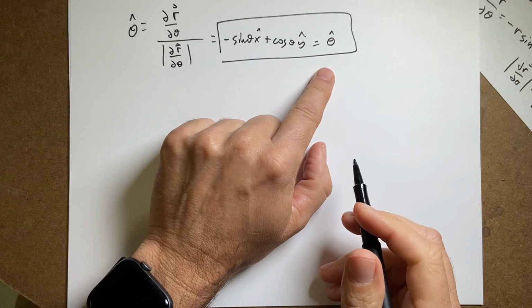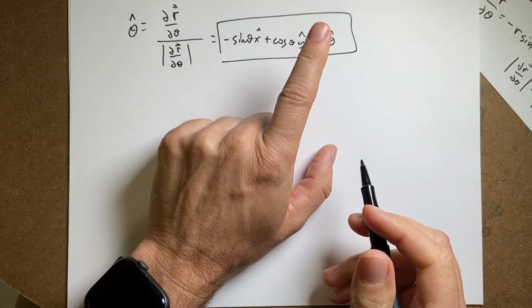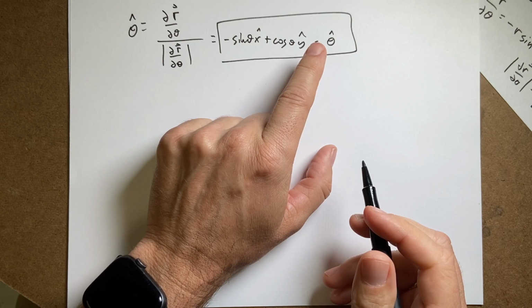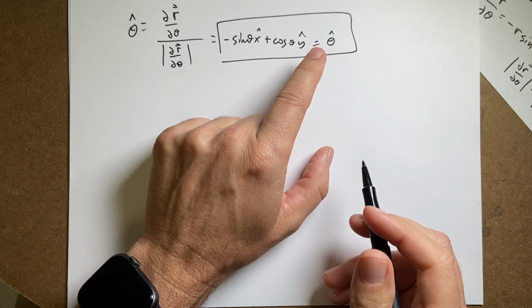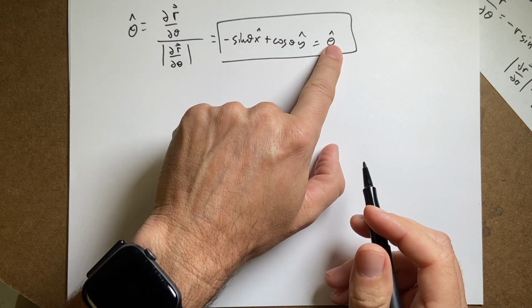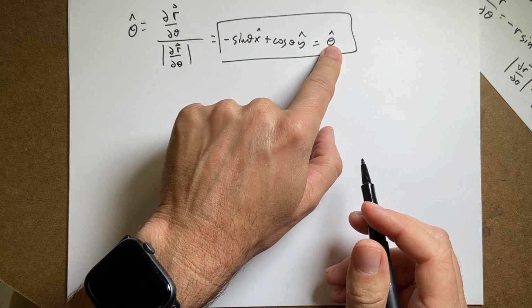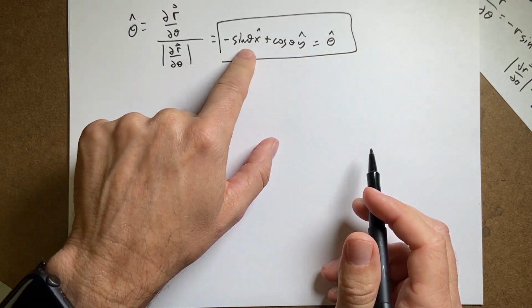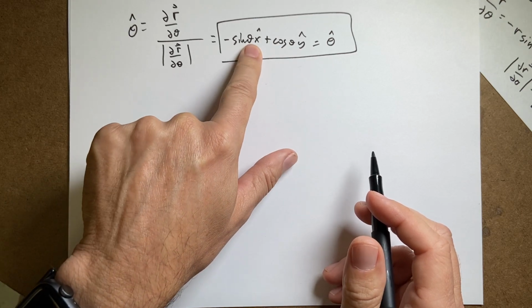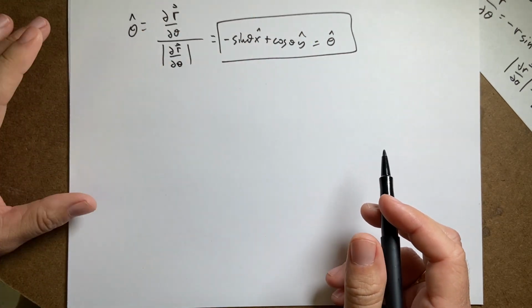And remember, why do we care? Because when I take derivatives of vectors in polar or cylindrical coordinates, I need to take the derivative of the unit vectors too. And this is one way to do it because I can take the derivatives of x hat and y hat, which don't change. So that's what makes it nice.